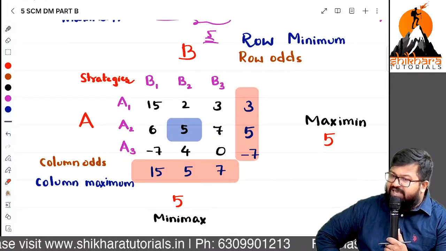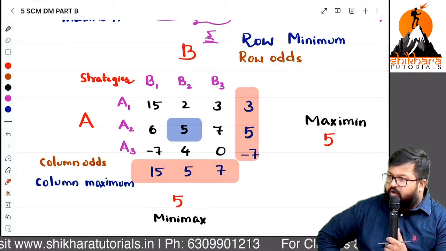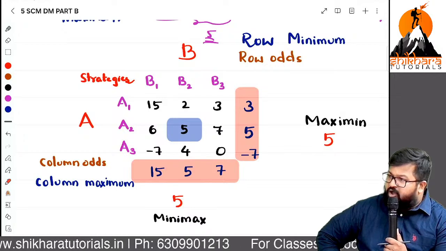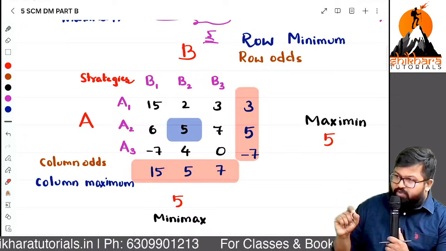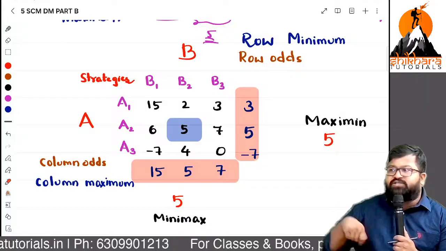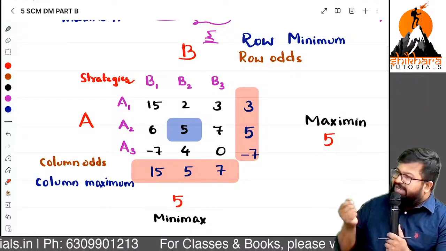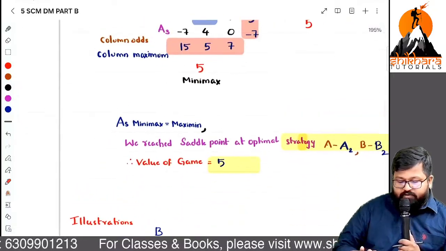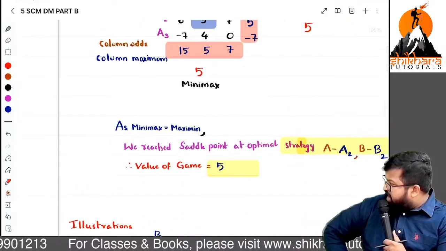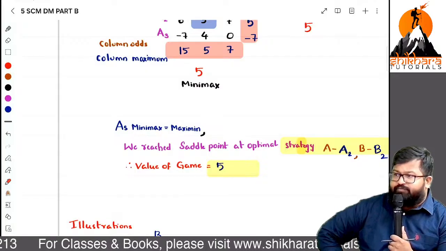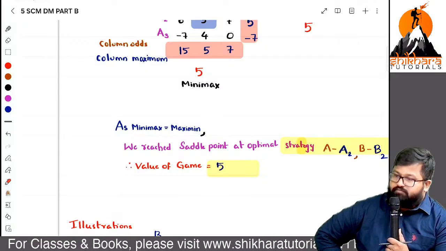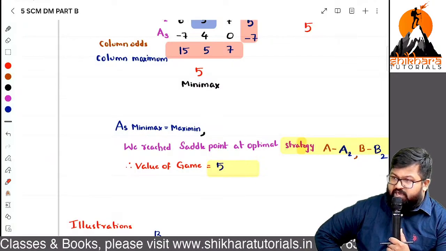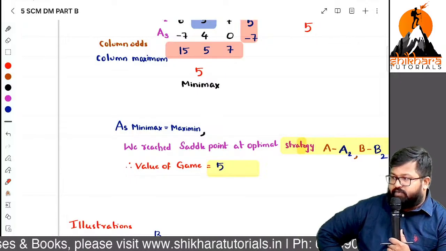So automatically he is maximizing his amount or whatever benefits he is receiving at the optimum strategy A2. And B is minimizing his loss. At which strategy? B2. Write that conclusion also, it is most important. As usual, value of the game is equal to 5. Value of the game is equal to 5.